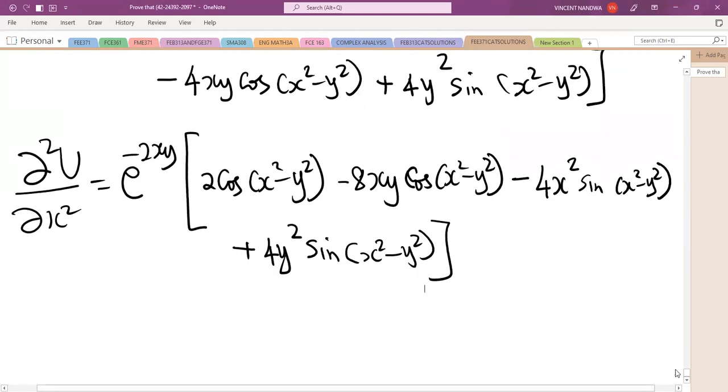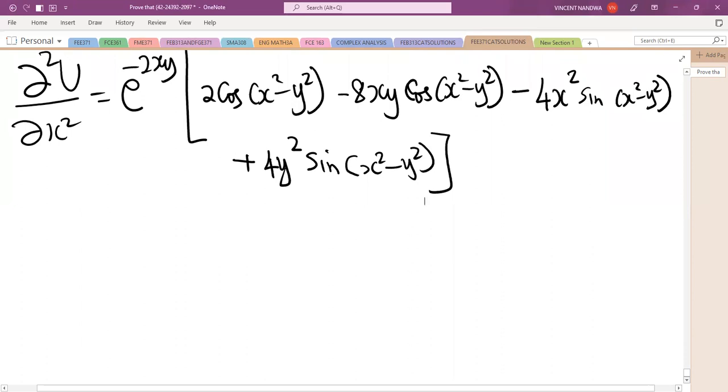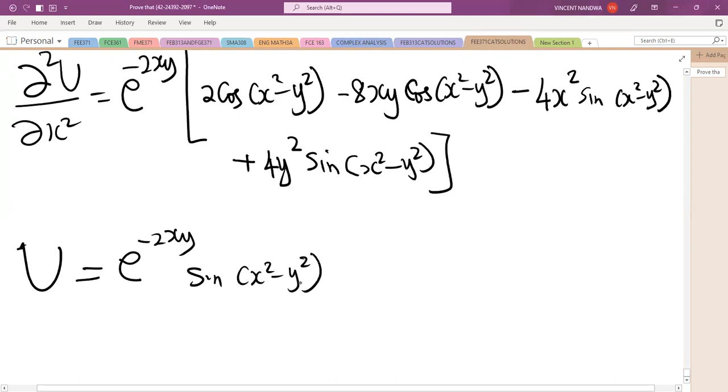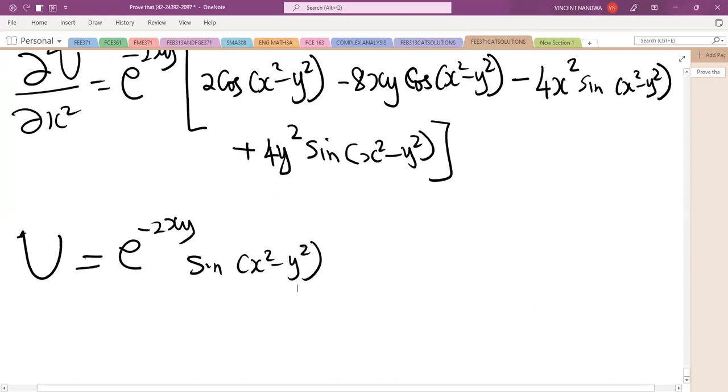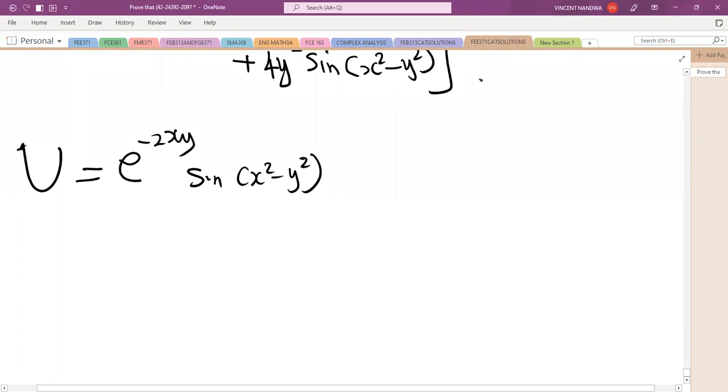So that's the expression for the partial squared u partial x squared. And then remember u is given by e raised power minus 2xy and then sine of x squared minus y squared. So let's start now getting partial derivatives with respect to y. So let's call this one equation one.